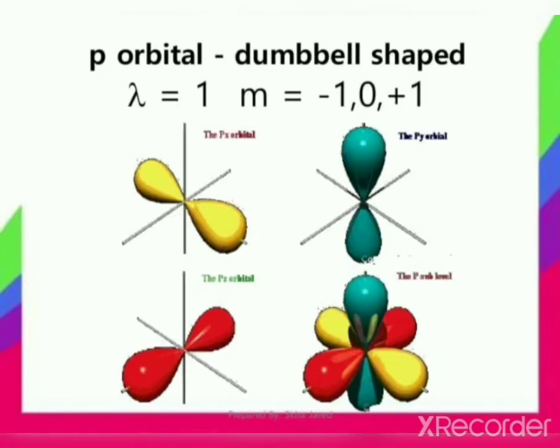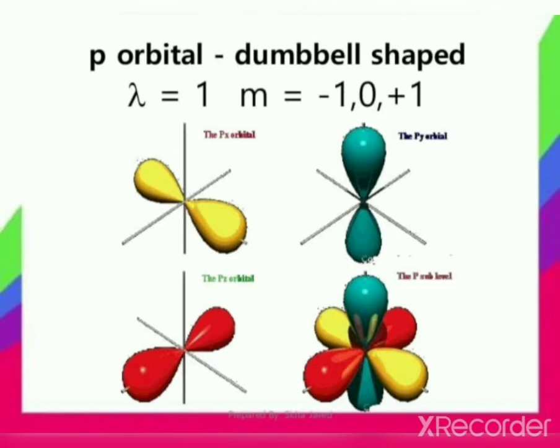For a p orbital, L or lambda is equal to 1. Therefore, ml values will be minus 1, 0 and plus 1. How many ml values are there for p orbital? 3 ml values. Which are they? Minus 1, 0 and plus 1. Therefore, we can say that p orbital has 3 orientations. That is, p orbital can have its lobes oriented along the x-axis, y-axis or z-axis. Therefore, we have 3 p orbitals, px, py and pz. Px has lobes oriented along the x-axis, py along the y-axis and pz along the z-axis.